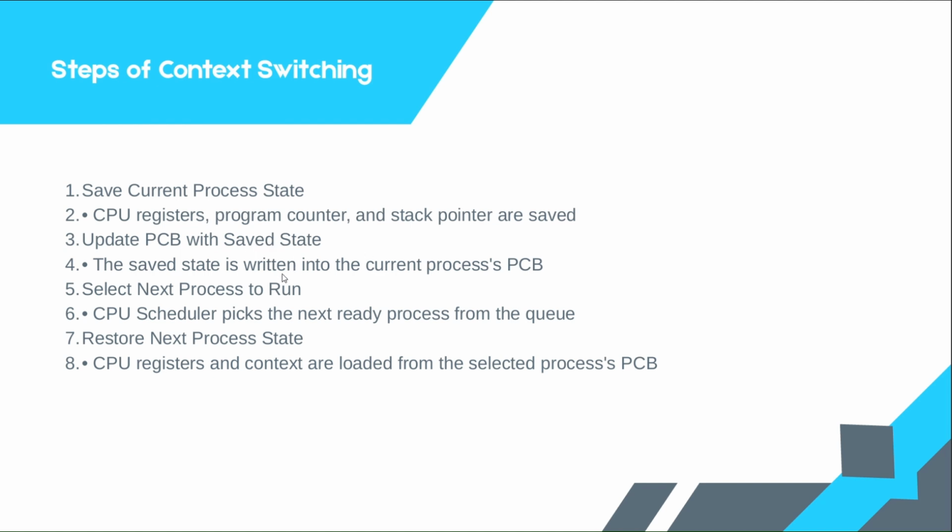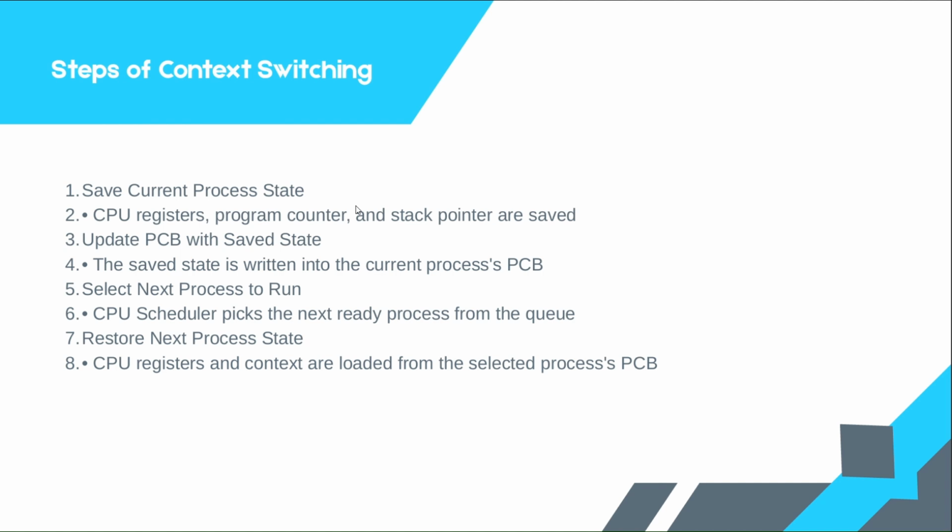First, a process is running. Initially, suppose a process is running on the CPU. The CPU is executing its instructions one after another. Everything works normally. Suddenly, one of several events occurs. For example, the process completes its time quantum, requests an input output operation, or a higher priority process arrives. At this time, the operating system decides that it's time to switch the CPU.